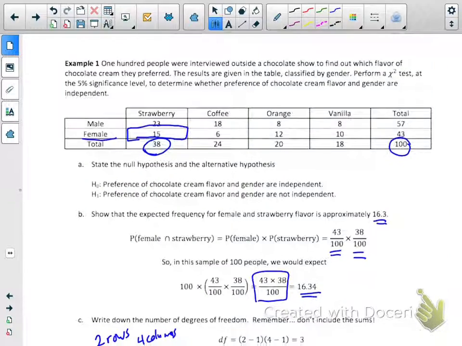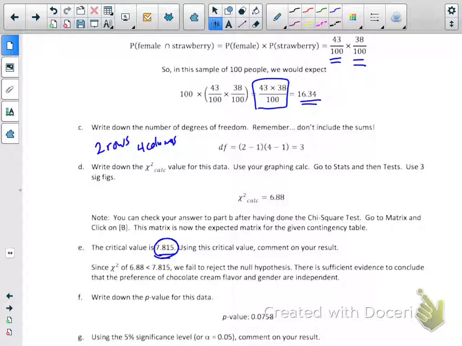And here's the critical value that they've given me. So we're going to compare this to our critical value. This is the number that I want to see if it's high or low. This number is lower than my critical value. So high, we reject. Low, we're going to fail to reject. Which means there is significant evidence to conclude that the preference of chocolate cream flavor and gender are independent, because that was my null hypothesis.